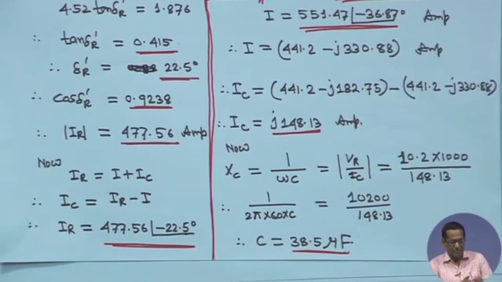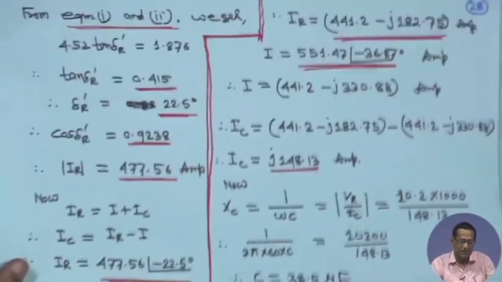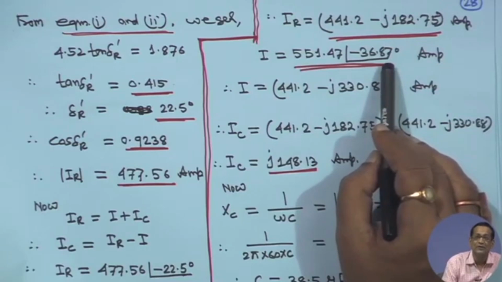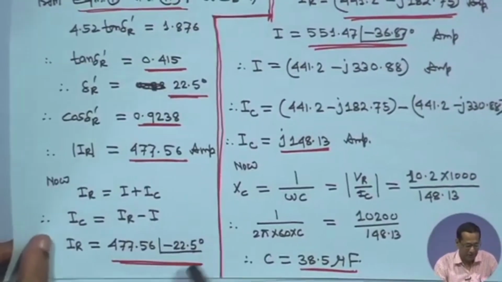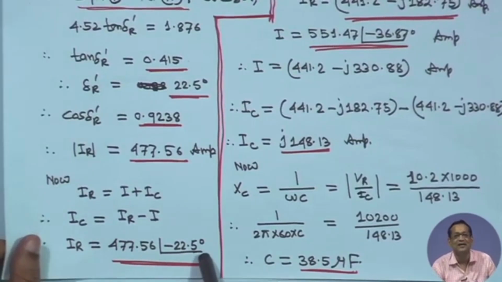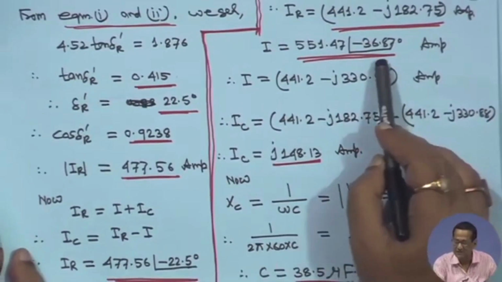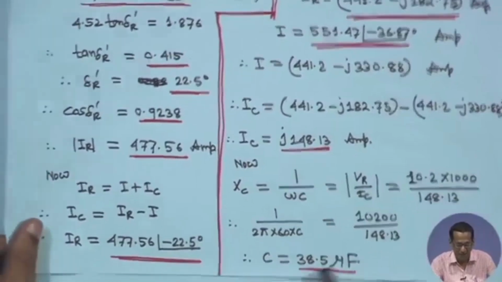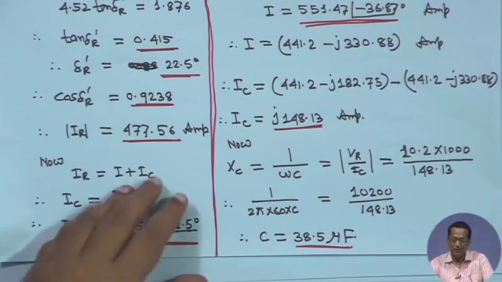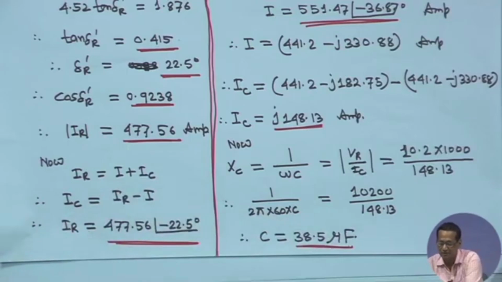So, what we have observed is that earlier it was minus 36.87 without capacitor. Now, when you put the capacitor, it is minus 22.5 degree, the current is lagging. Earlier it was minus 36.8, but we have got the capacitor C 38.5. But how much reactive power is actually supplied by the capacitor, that also you have to get.